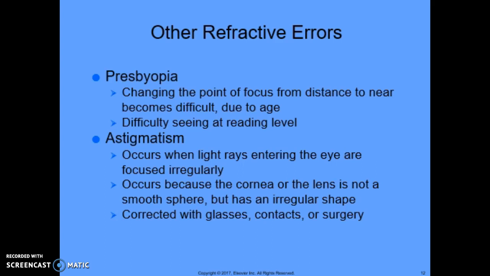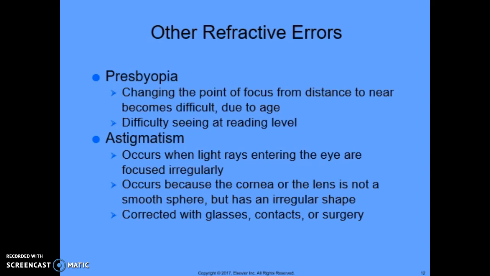Presbyopia. The changing point of focus from distance to near becomes difficult due to age. I actually have this right now. And there is a difficulty seeing at a reading level. I also have an astigmatism, and this occurs when light rays entering the eyes are focused irregularly.